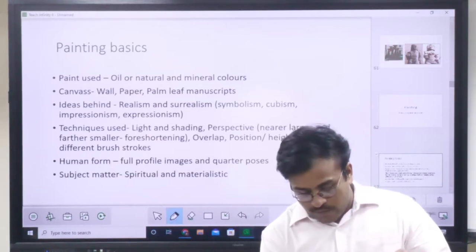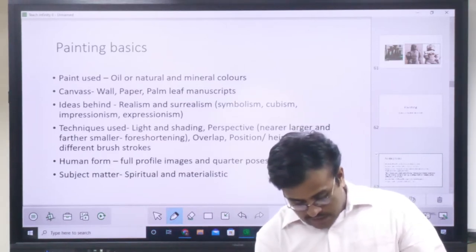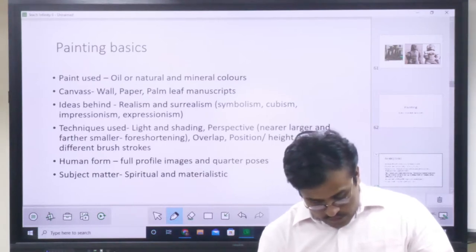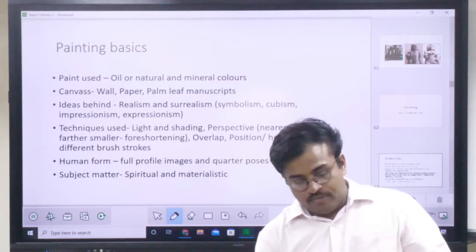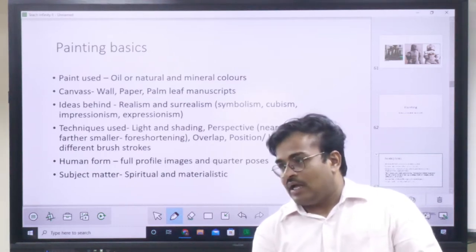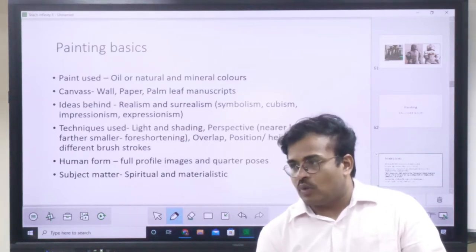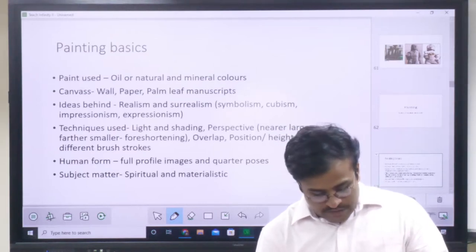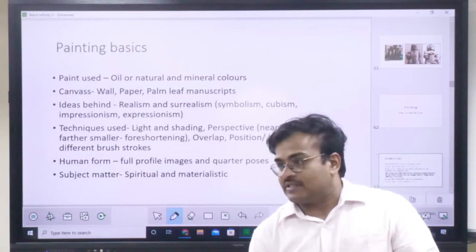Then Patachitra is one more important painting. Patachitra tradition is present in the Bengal region. So immediately you write it in the Bengal region, and you write about Patachitra in one or two lines. It is a scroll painting tradition of the Bengal region, Bengal and Odisha mainly. So this Patachitra painting you have to write.